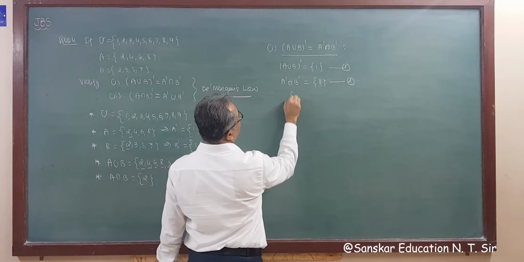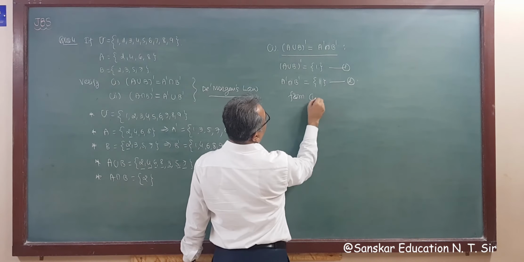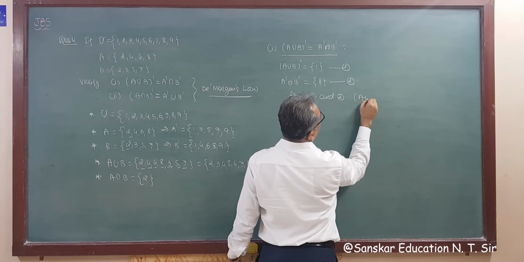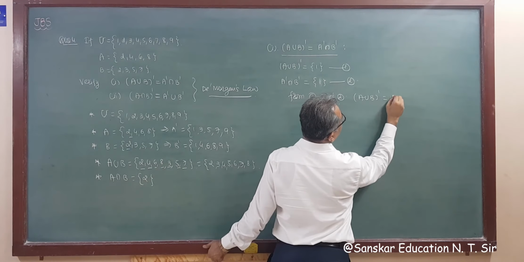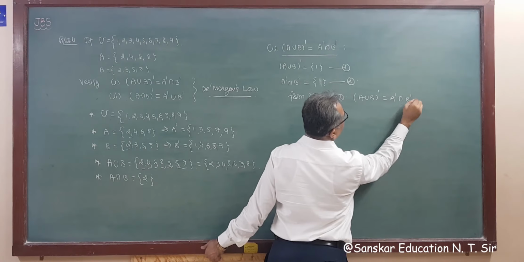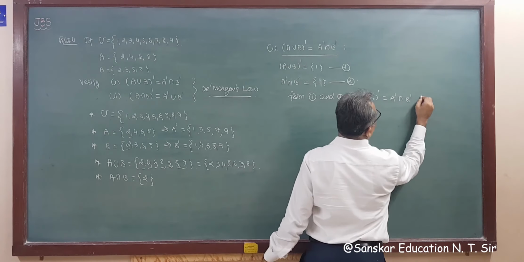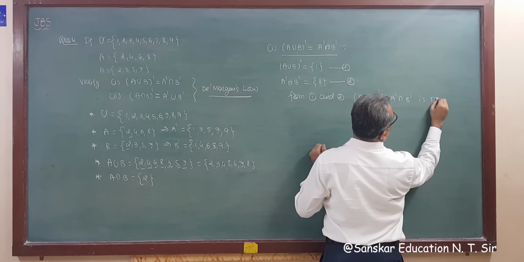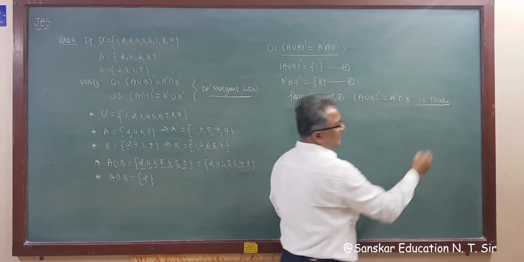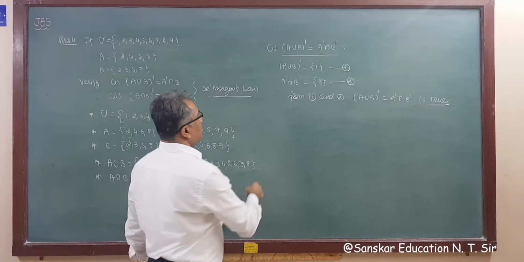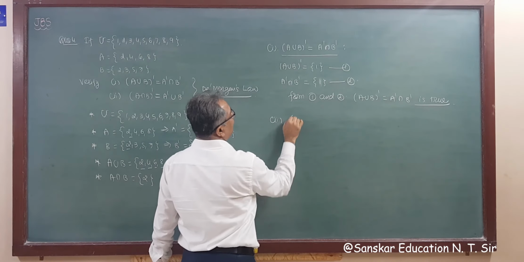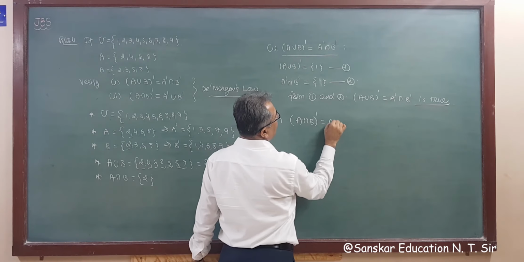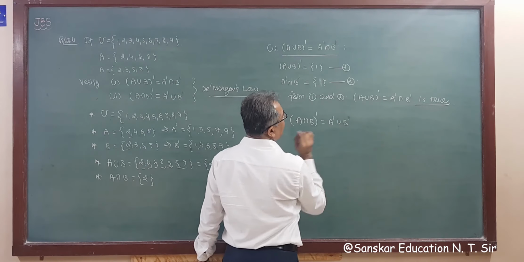So from 1 and 2, A union B whole dash is equal to A dash intersection B dash is true, right? It's given to verify, so you have to write that it's a true result. Now the second one. The second one is A intersection B whole dash is equal to A dash union B dash.